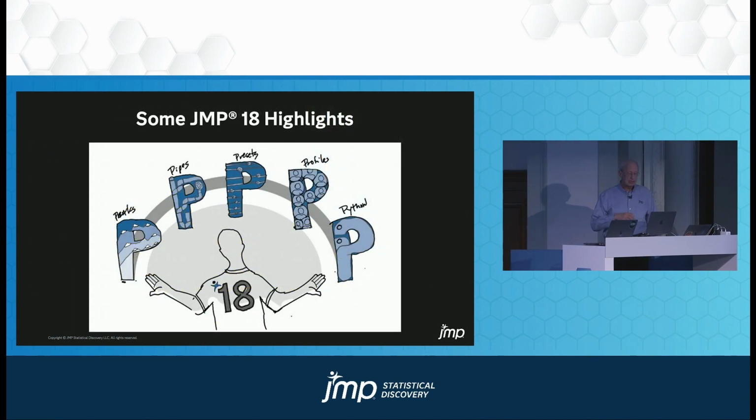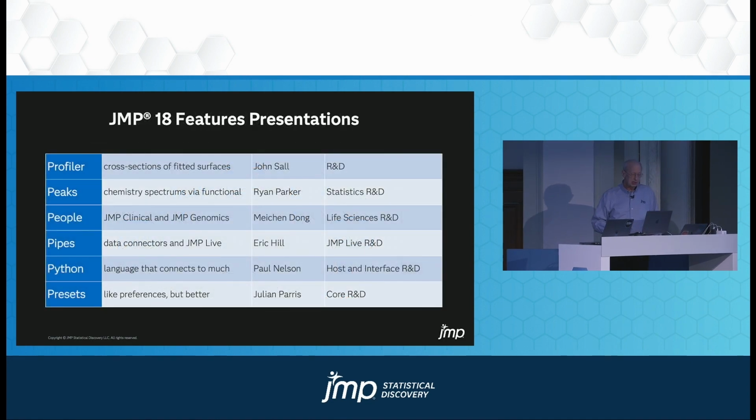And I've kind of selected 5 or 6 feature themes, and they all start with the letter P. So we get people, pipes, presets, profiles, and Python, and people. And so I'm going to talk about the profiler. That's about cross-sections of fitted surfaces.